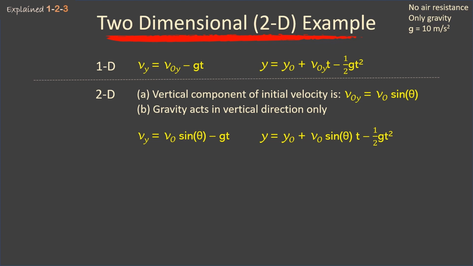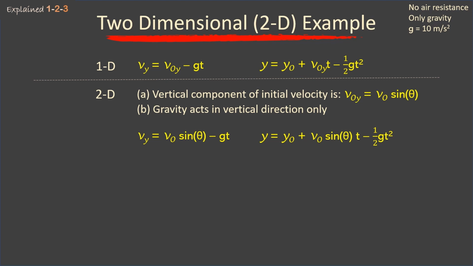Recall our assumptions, also listed in the upper right corner. We only have gravity acting in the vertical direction. So we have v sub y, the y component of the velocity, equals v sub 0, or the initial velocity, times sine theta minus g times t. Note this is following exactly the 1D equation up there, with substituting in the y component of the initial velocity. The vertical position, y, is the initial y position, plus v sub 0 times sine theta times t, minus 1/2 of g times t squared.